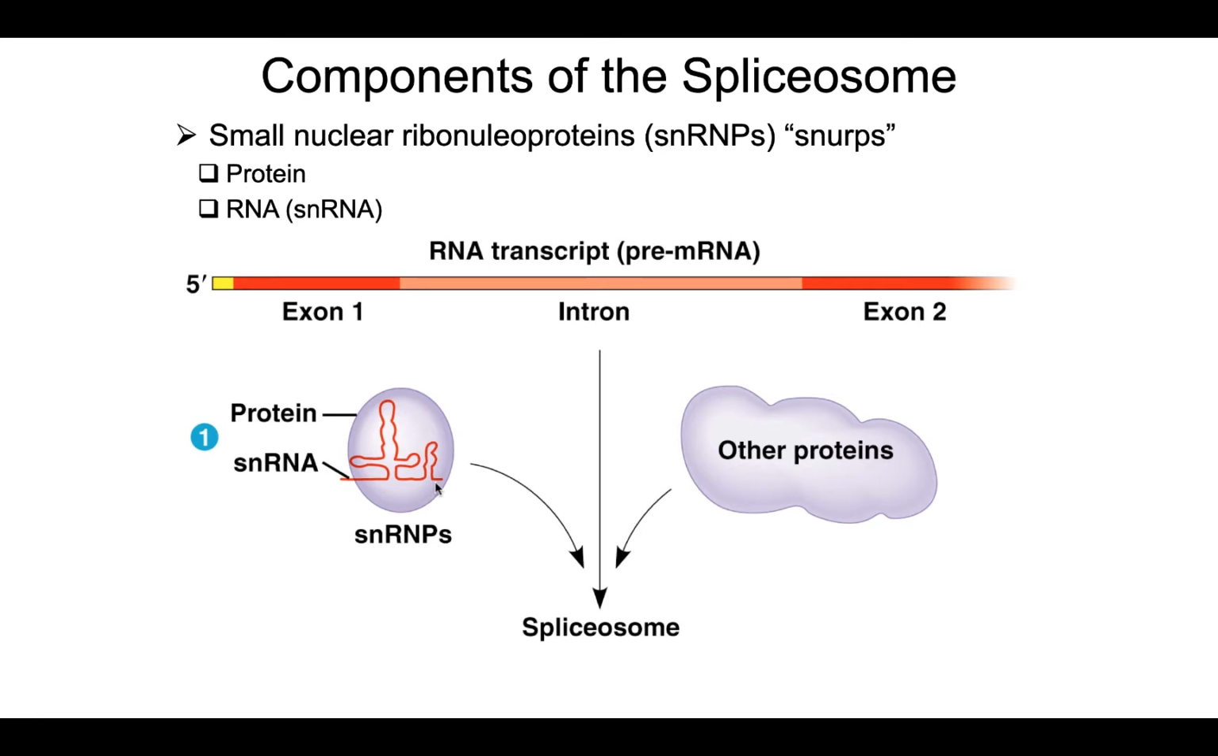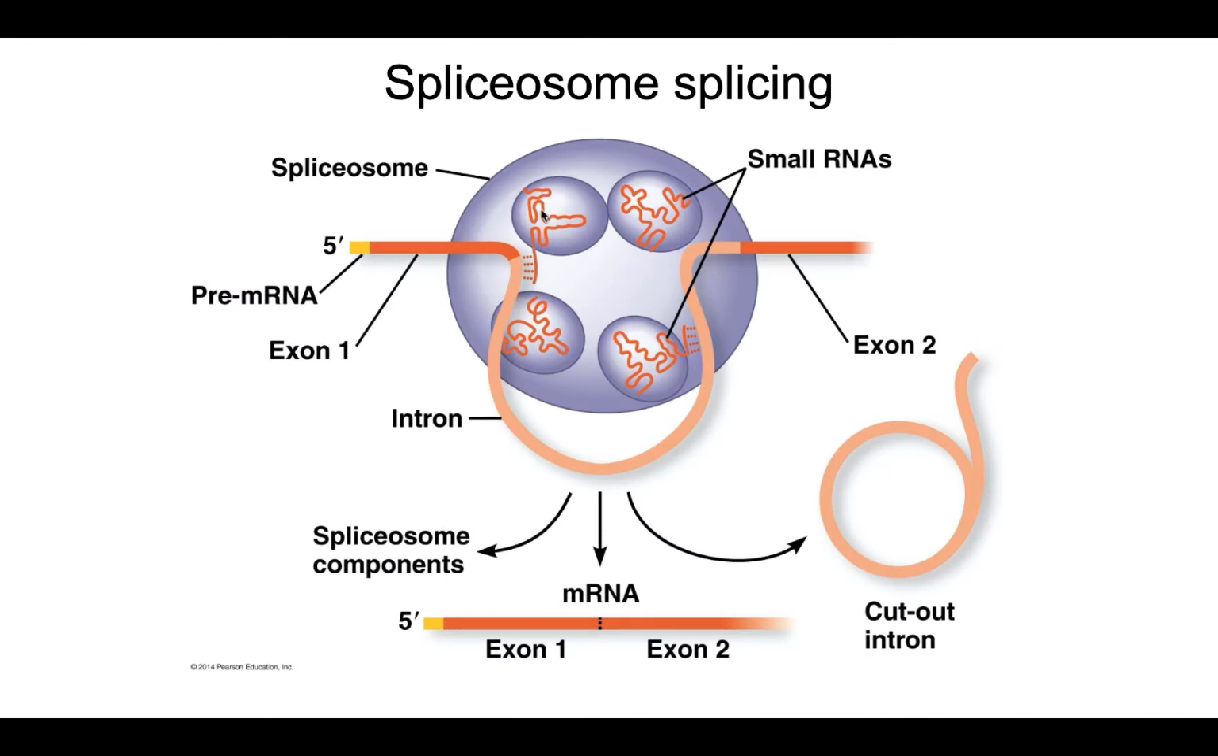The two work together. And what's special here is that the RNA molecules within those proteins are complementary to the exon-intron borders. They recognize where that intron is and where the exons are. And they sort of guide that spliceosome to the introns and therefore catalyze the splicing out of those introns and the splicing together of the exons.